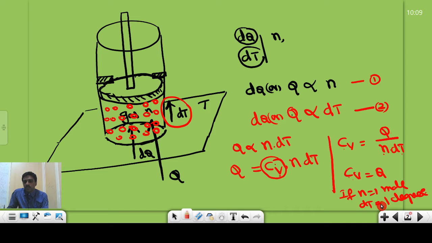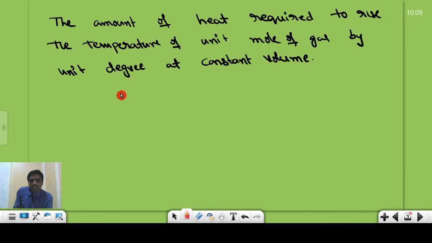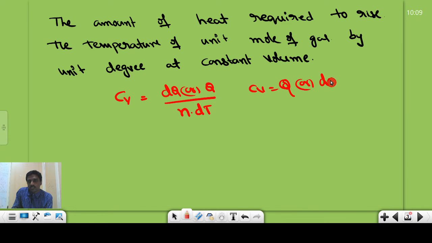Now, coming to the definition, what I have written here is CV is equal to Q divided by N into dt. Then CV is equal to Q or dq when N is equal to 1 mole and dt is equal to 1. So N is equal to 1 means 1 mole of the gas is there, and dt equal to 1 means the rise in temperature is 1 degree.